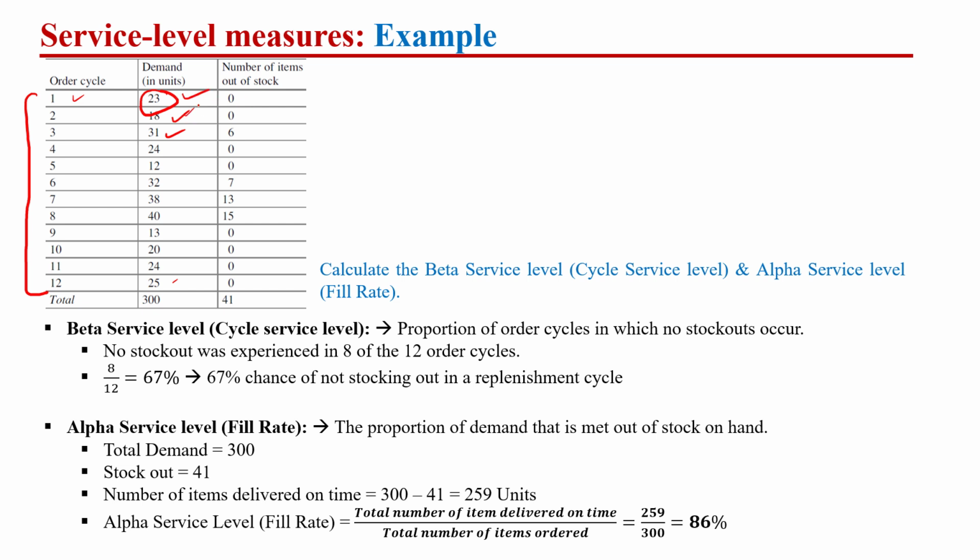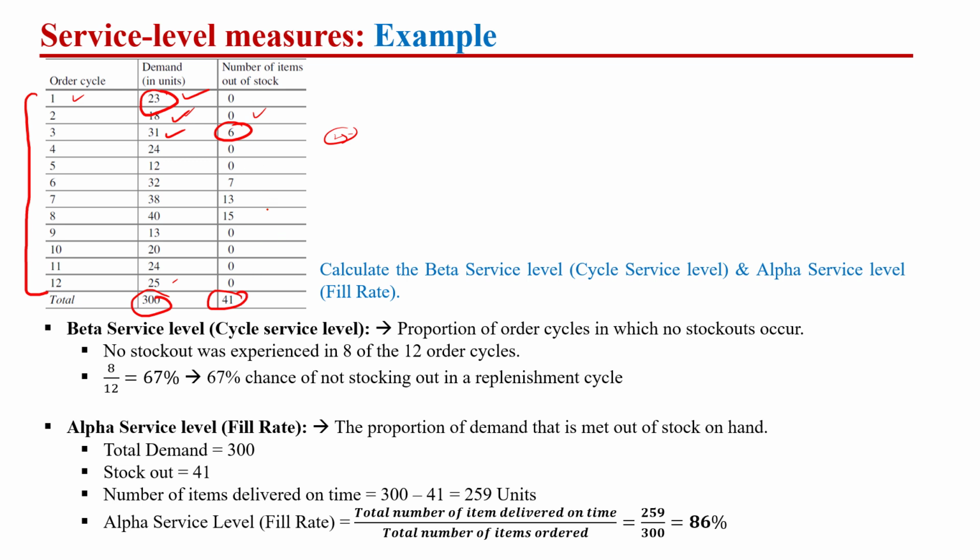Okay, the same is the case over here. A demand of 18 came and we filled all the demand because we have the inventory of that SKU. But in the third one, the demand is 31, but we were able to meet only 25 units, so 6 are left. So this is the first stock out, and the number of units stocked out is 6. Up to 12, right? The total demand against these 12 order cycles was 300 and 41 units were stockouts.